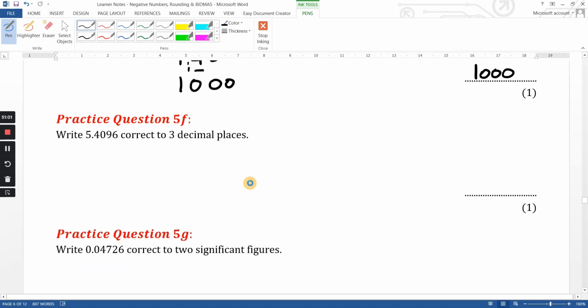Next one. Write this to 3 decimal places. Okay. So 3 decimal places, so 3 digits after the decimal point. There's my dotted line. That's my key digit. That's going to go up, but again, I'm going to have to carry the 1 to the next one, and that stays the same, that stays the same. And again, you're going to have to put the 0 on the end as well, so that your answer is to 3 decimal places.